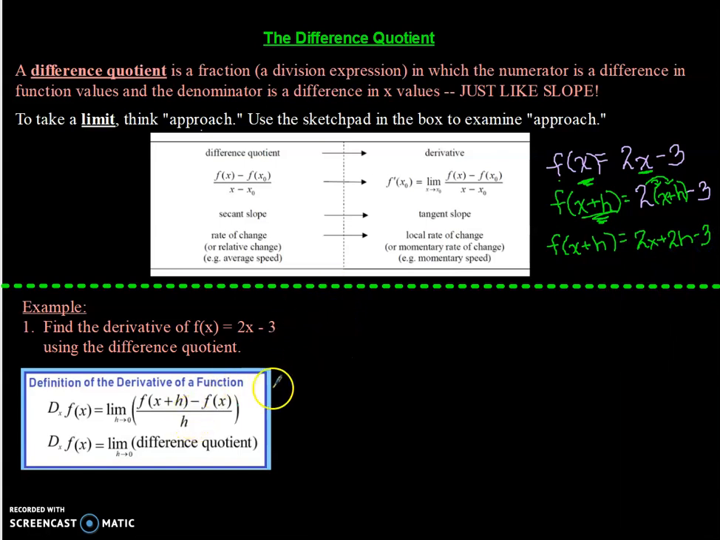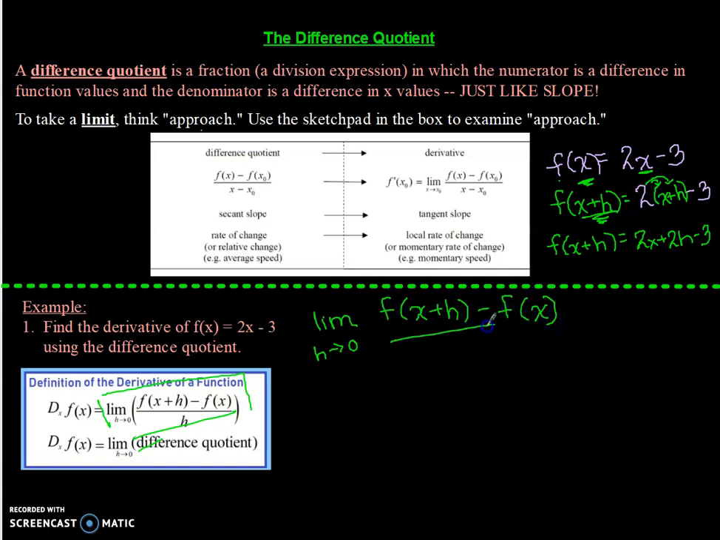So applying the difference quotient, which is right here, I'm going to rewrite it. The limit as h approaches 0 of f of x plus h minus f of x all over h. I know, I can't draw a straight line. Okay, so from here, we already found f of x plus h. Remember that we found it up here. It's going to be 2x plus 2h minus 3. So I'm going to replace this with its equivalent, which is 2x plus 2h minus 3.